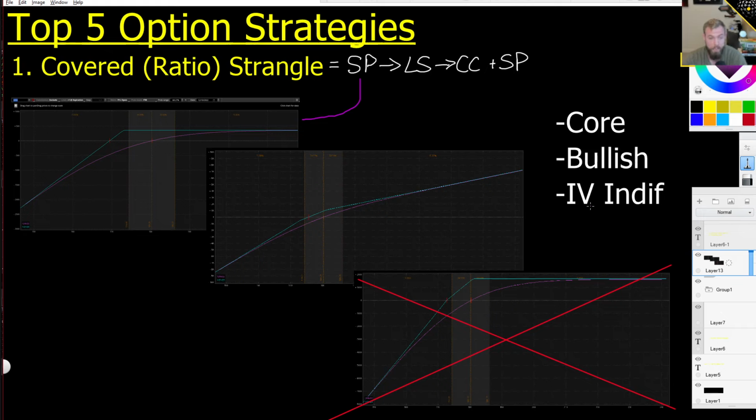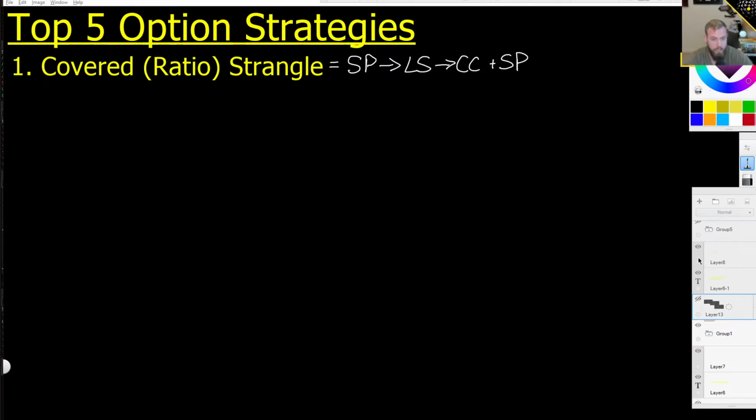And I will trade this strategy even if implied volatility is low. It's not better for the strategy. It's not the ideal scenario, but because it is a core allocation and because there's a period of time where you have long stock, which doesn't really care about volatility, that is why I label this implied volatility indifferent. All right, let's get on to the next one here.